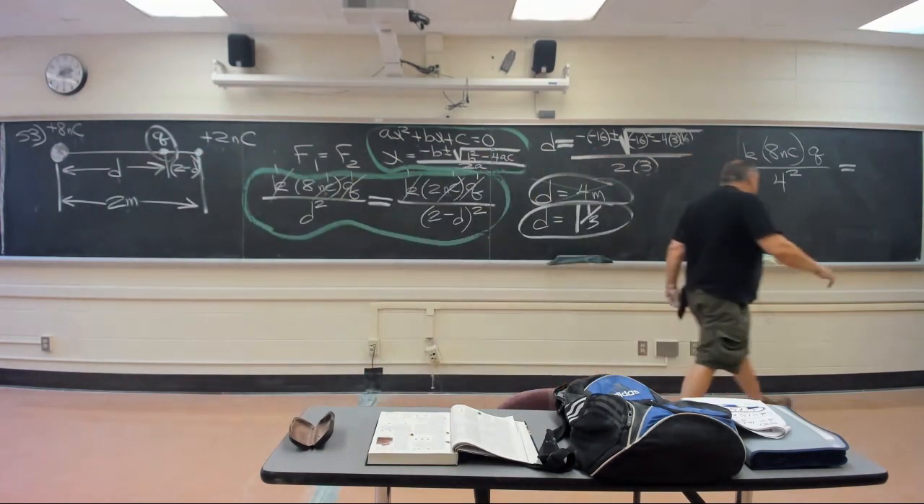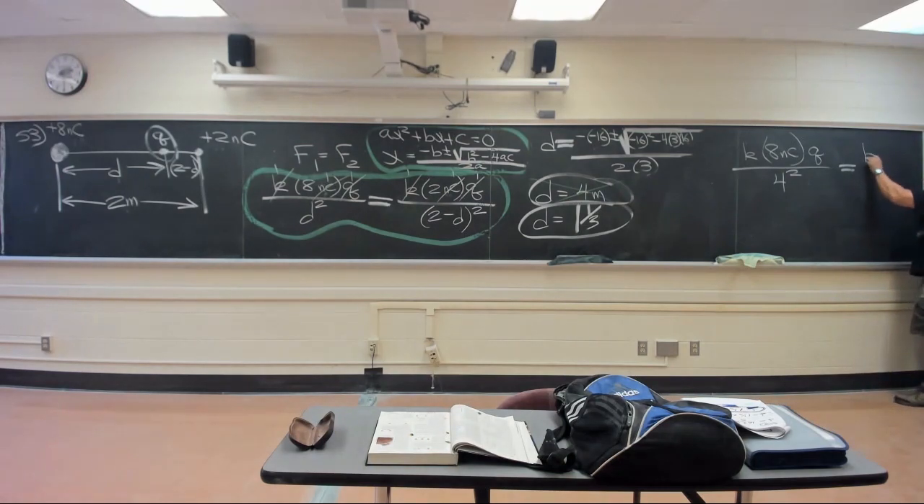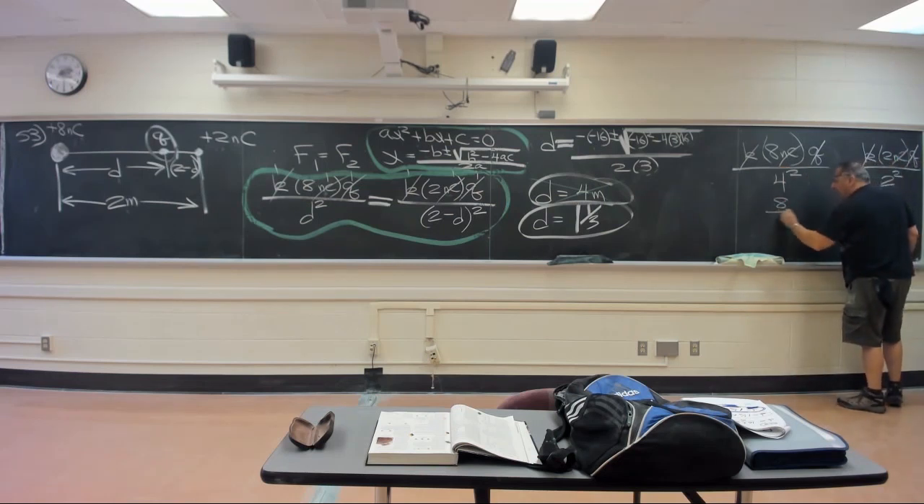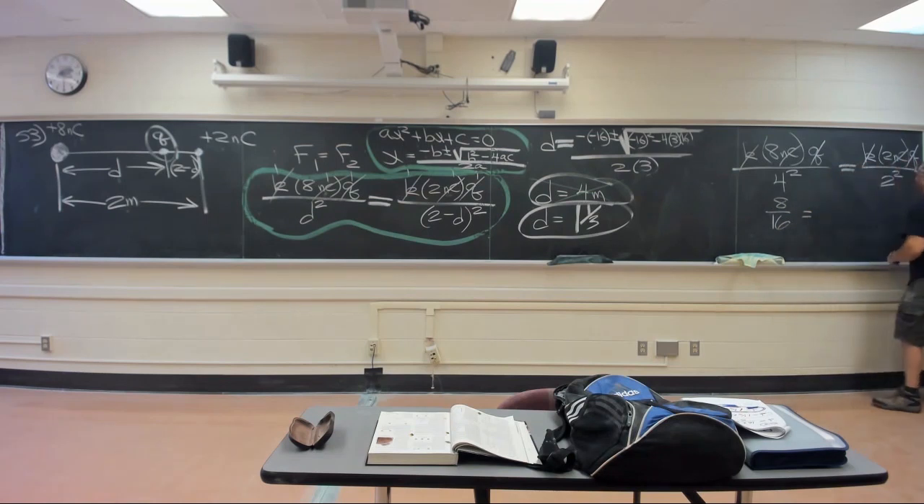This is K2 nanocoulombs Q. And that's 2 away from him, but 4 away from the other. The K's and the Q's go. The nanocoulombs go. This is 8 over 16. I'm wondering if it's going to happen. And this is 2 over 4. We hit the jackpot. Half equals a half. It would work.